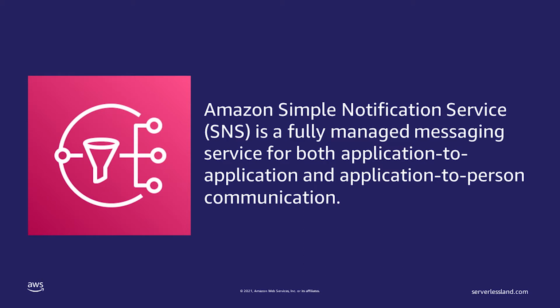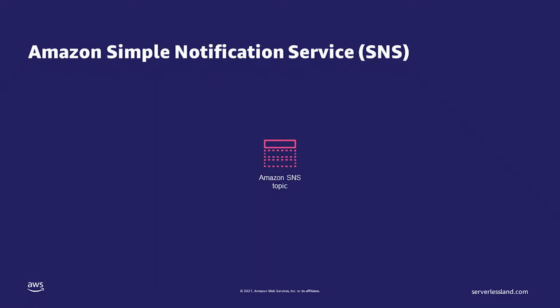Let's get started. Amazon Simple Notification Service, SNS, is a fully managed messaging service for both application-to-application and application-to-person communication. If you're familiar with the concept of publication subscription, or PubSub, as a developer, Amazon SNS provides this capability on a much grander scale. SNS starts with a topic. A developer can create a topic to use as a point of communication for their application.